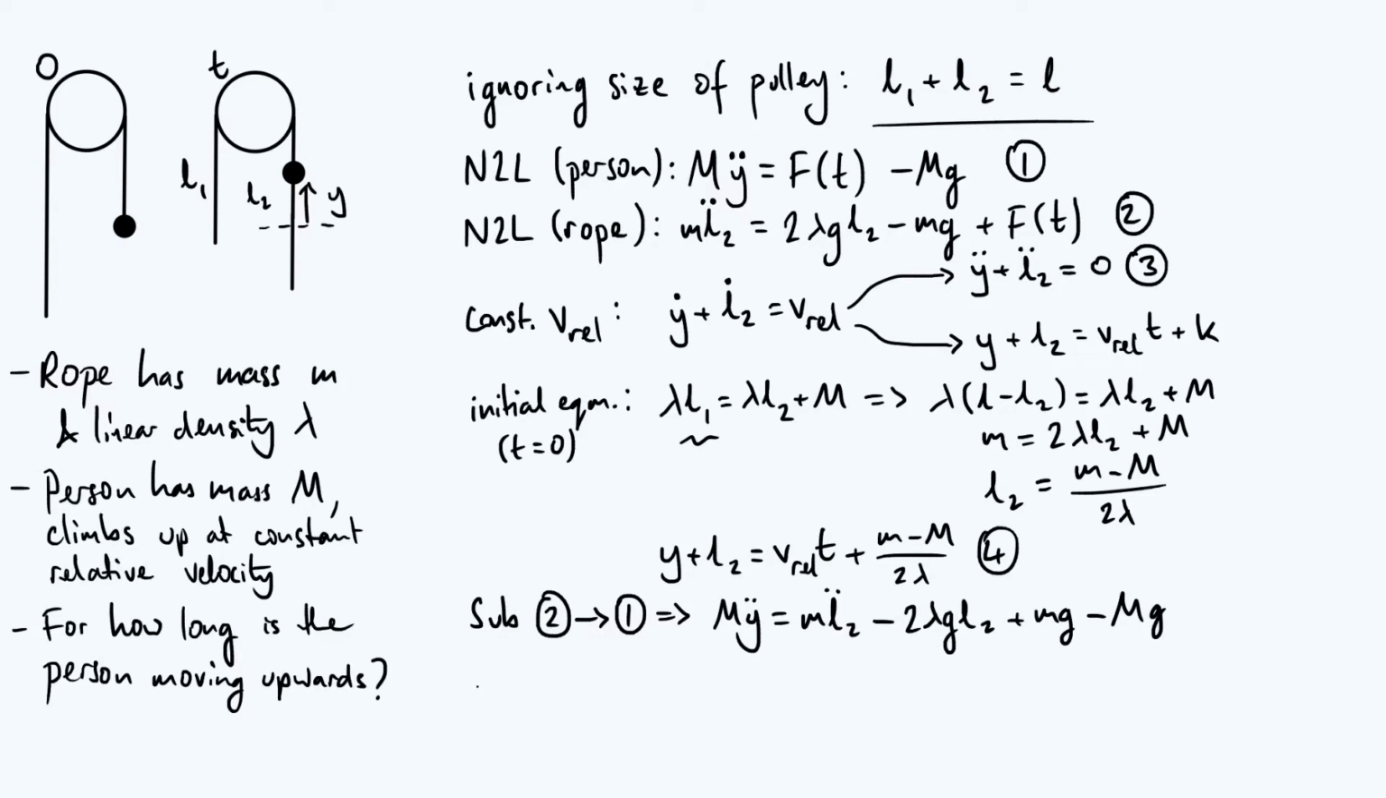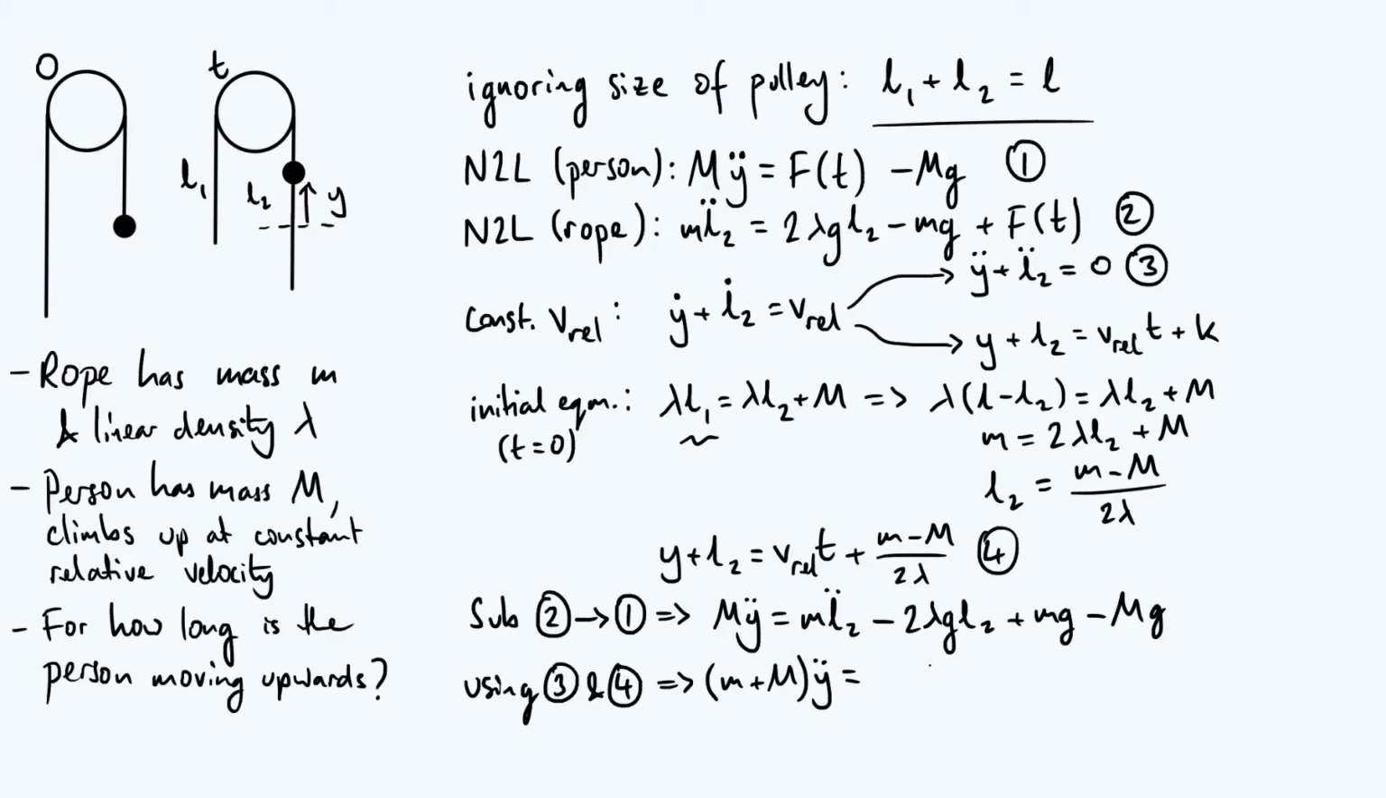So the way to do that is using equations 3 and 4. I'm going to use both of those at the same time. So left-hand side, well, you've got my double dot on the left-hand side. From equation 3 up here, you know that L2 double dot is just minus y double dot. Right, so if I say that this L2 double dot here is minus y double dot, and then I move that onto the left-hand side, I'm going to get small m plus big M times y double dot on my left-hand side. So that takes care of this mL2 double dot term.